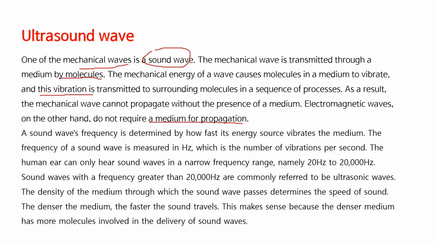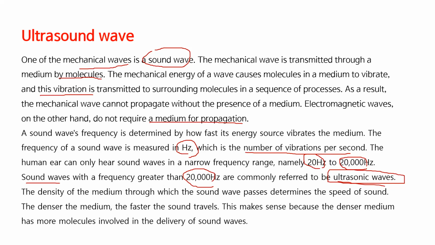A sound wave's frequency is determined by how fast its energy source vibrates the medium. The frequency of sound wave is measured in Hertz, which is the number of vibrations per second. The human ear can only hear sound waves in a narrow frequency range, namely 20 Hz to 20,000 Hz. Sound waves with a frequency greater than 20,000 Hz are commonly referred to as ultrasonic waves.